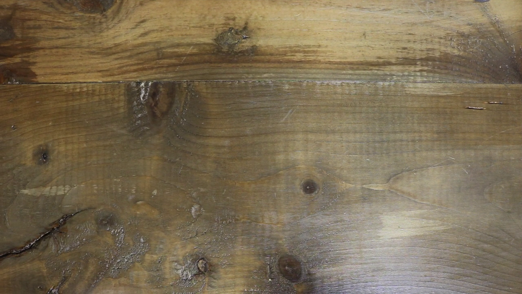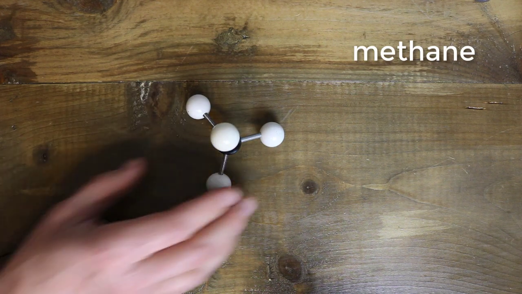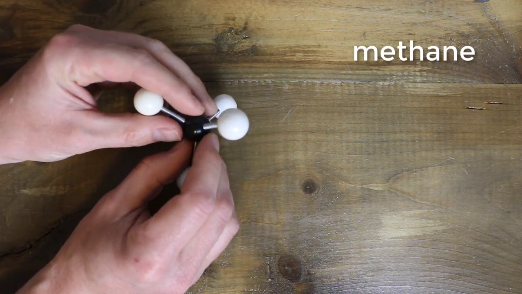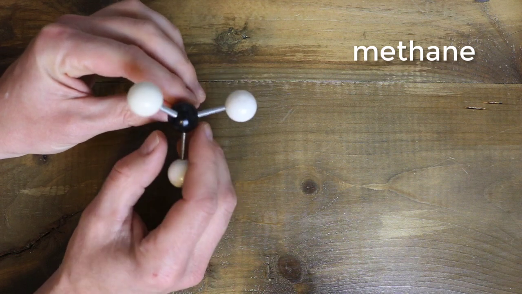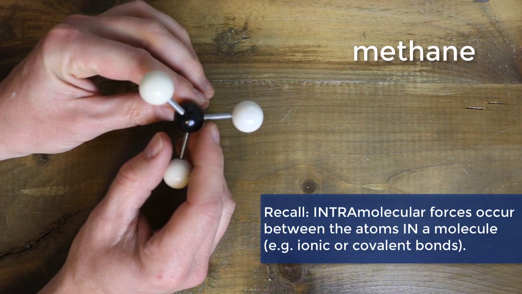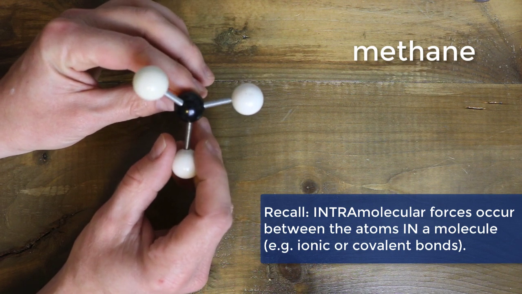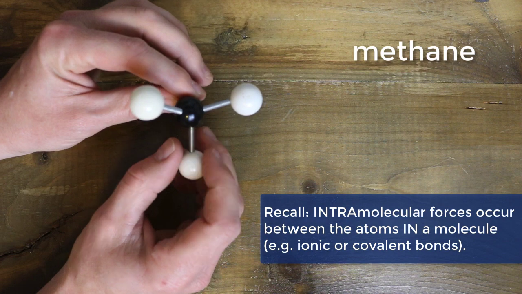So if we take a look at a molecule, this is going to represent a molecule of methane. We have one carbon and four hydrogens. We have to remember that there are intramolecular forces here. That is, there's a covalent bond that exists between the central carbon and the peripheral hydrogen. When something boils or when it melts, these bonds are not broken.